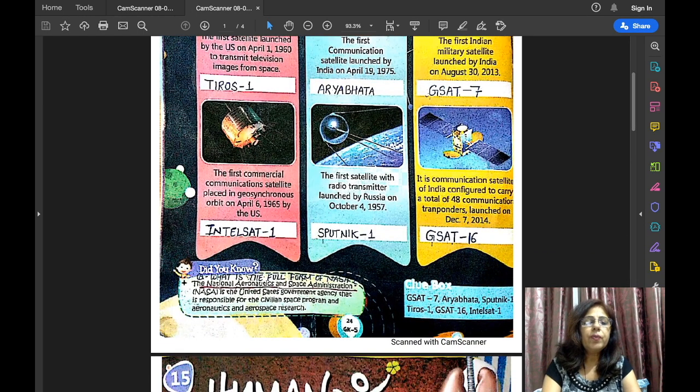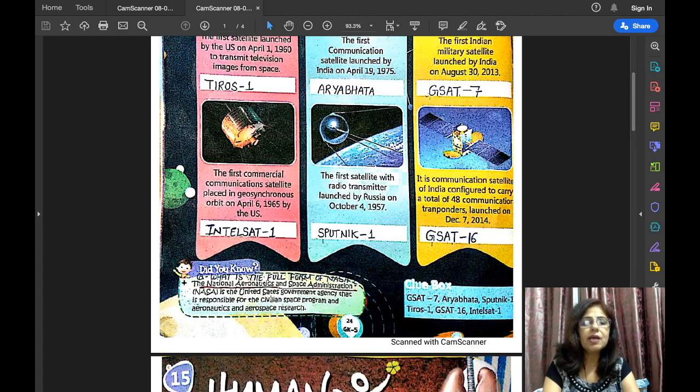Did you know the National Aeronautics and Space Administration, that is NASA, is the United States government agency that is responsible for the civilian space program and aeronautics and aerospace research. So, what is the full form of NASA? The National Aeronautics and Space Administration. You must have heard the name of NASA. So, what is NASA? It is the United States government agency.